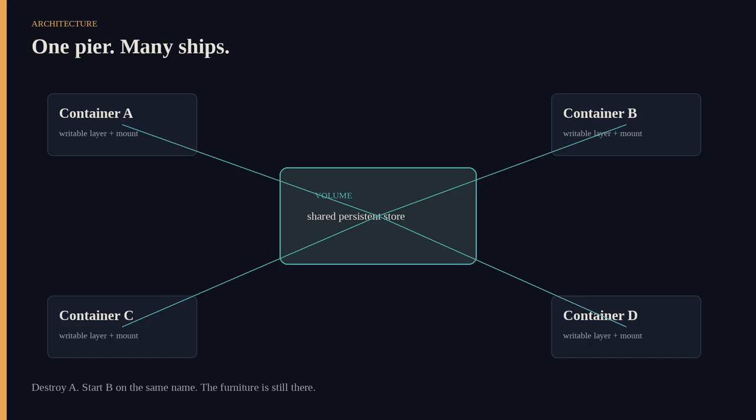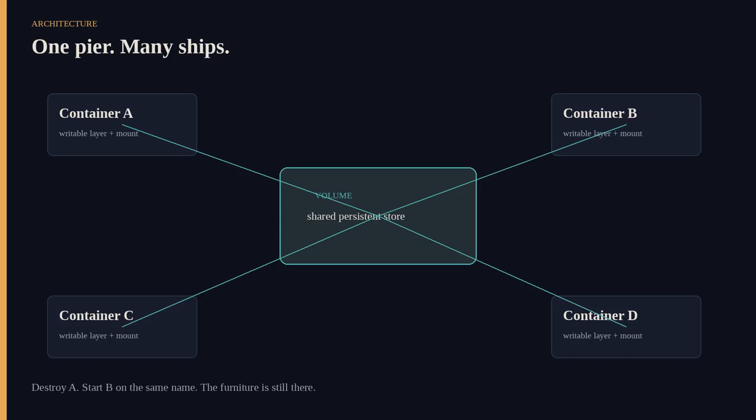It is also how replacement becomes safe. Destroy container A, start container B with the same volume name and the same destination path. The new process walks through the same doorway. The furniture is still there. Volume cleanup is deliberately conservative. Even if no container is currently using a volume, it remains available. Docker will not quietly throw away the pier because the ship sailed. You free space with Docker volume prune, and only then. The architecture is simple on purpose. One managed store, many temporary clients, independent lives.